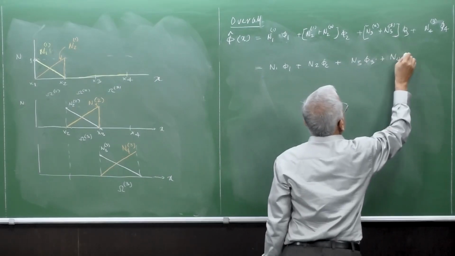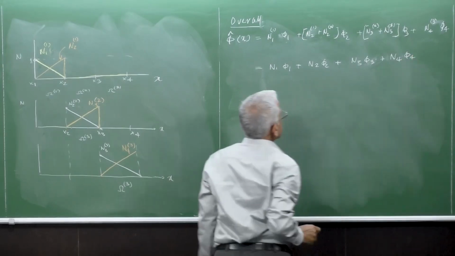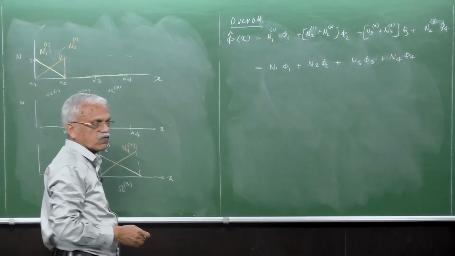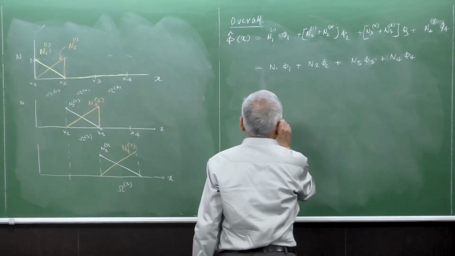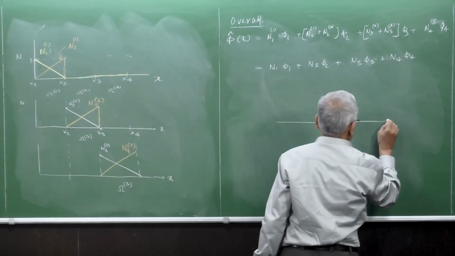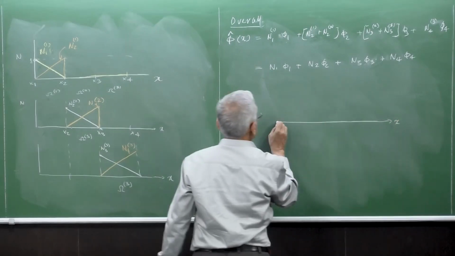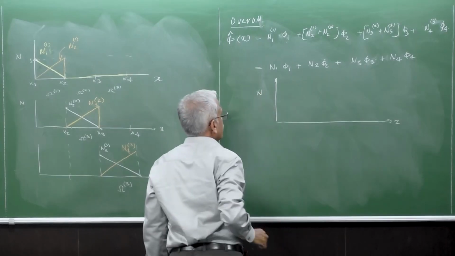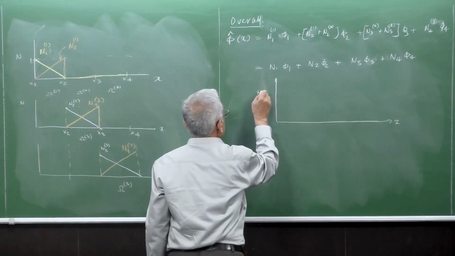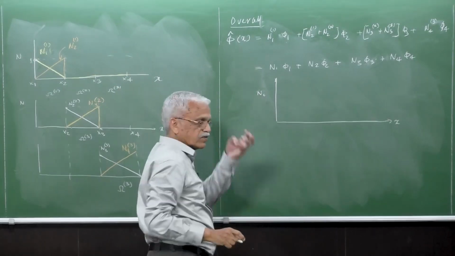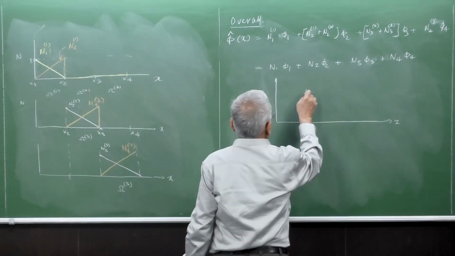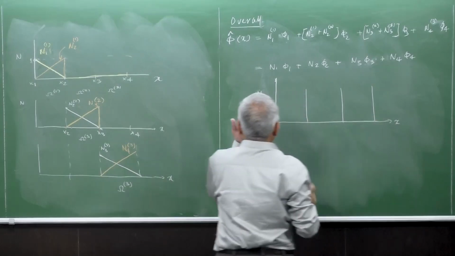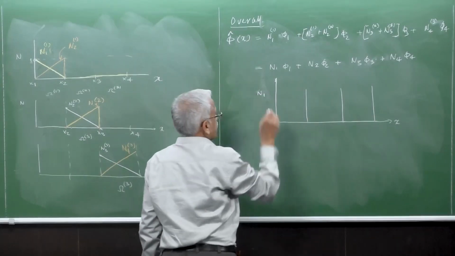So we can also write it in this fashion. Interestingly, let us see what these are: N1, N2, N3, N4. If you write it as N's, let us see. First of all, let's take N1.